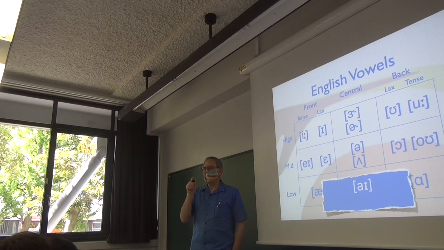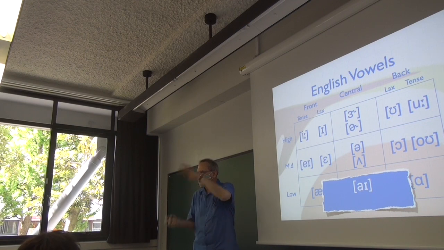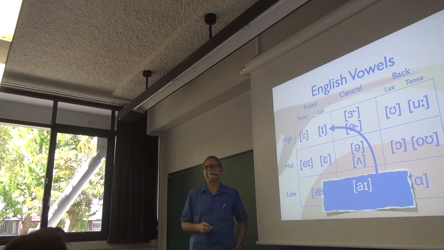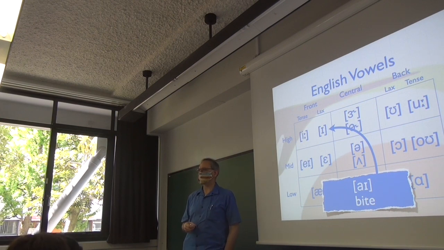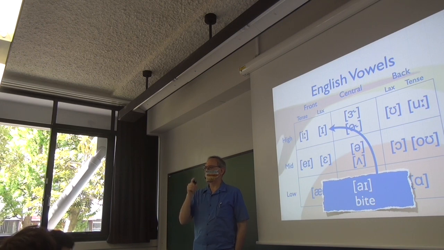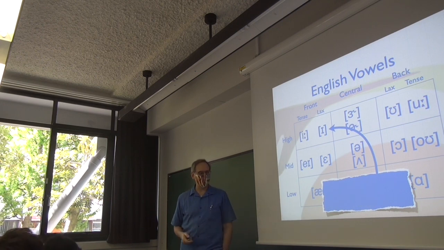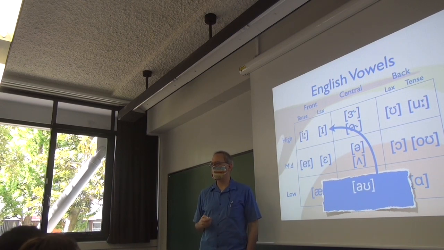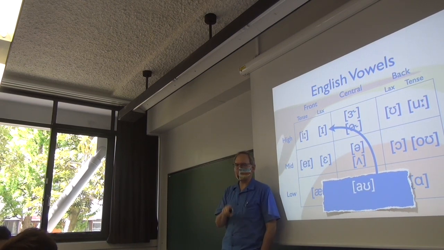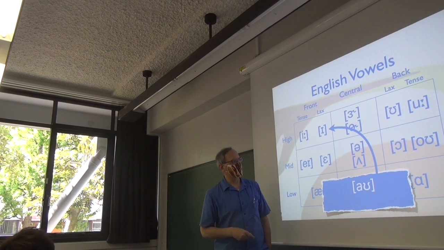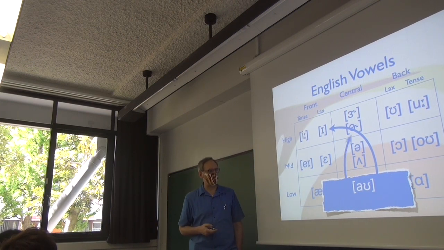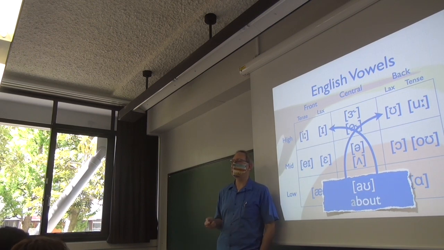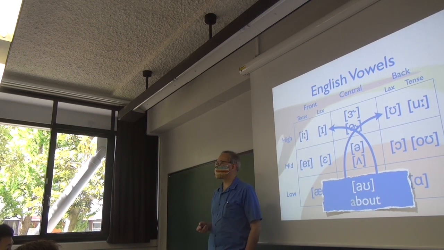It's not separate. It's one movement from a to i, as in the word bite. Bite. Good. We also have the diphthong ow. These both start in the low central position in the mouth. This one rises to the high back position. Ow. As in about.